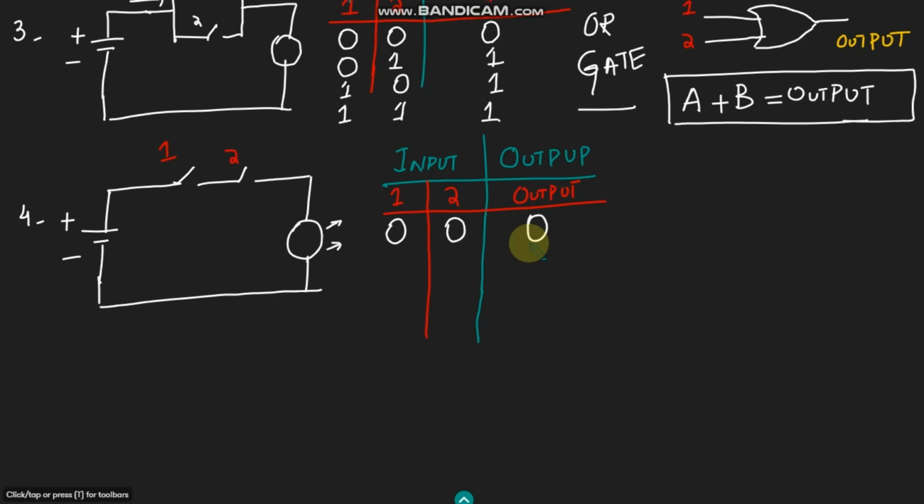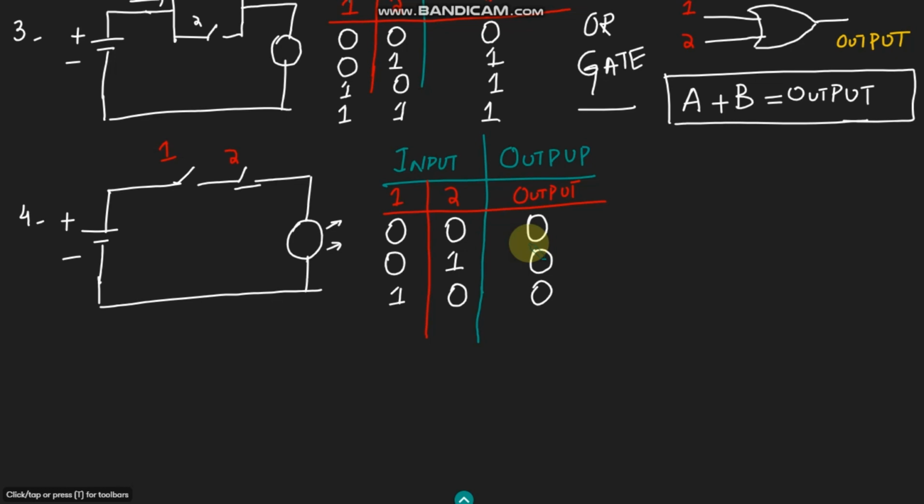Similarly, if any of the two switches is closed, just like if this is closed, what will happen? There will be no current here as well, because these two are now in series, and if one of them is off, there will be no path for the current to flow. So if this is off, this is on, we will not achieve any output. Similarly, if this is on and the other one is off, I will not get any output as well.